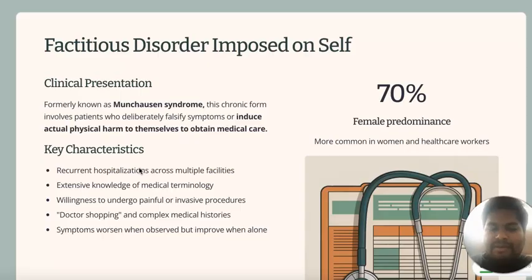So now for that they go to the hospital recurrently, and also to multiple hospitals. As they have visited the hospitals multiple times and done their own research, they know multiple medical terminologies. Sometimes, just to get extra love and care, they are also willing to undergo painful or invasive procedures. Okay, just remember, in malingering they are not willing to go for painful or invasive procedures, but in factitious disorder they want painful ones so that the doctor will love them more, the sisters will love them more. And yes, as they visit multiple hospitals, we say doctor shopping is seen here.